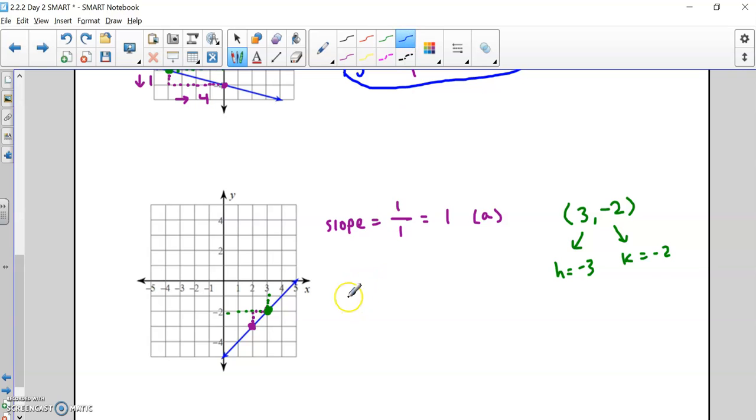So now we're ready to write the equation. We have y equals the slope. Okay, so if our slope or a value is just 1, remember that we don't actually have to write it if it's just 1, but I'm going to write it just so that we can see that it's there and that we found it. All right, my h is -3, so I'm going to put a -3 in here, and my k is -2, so I'm going to put my -2 on the outside, and I am done.